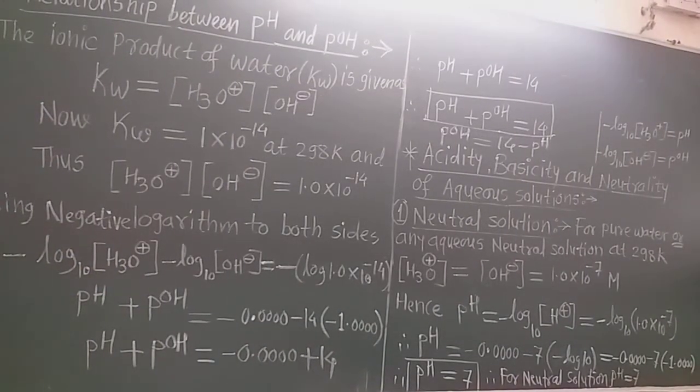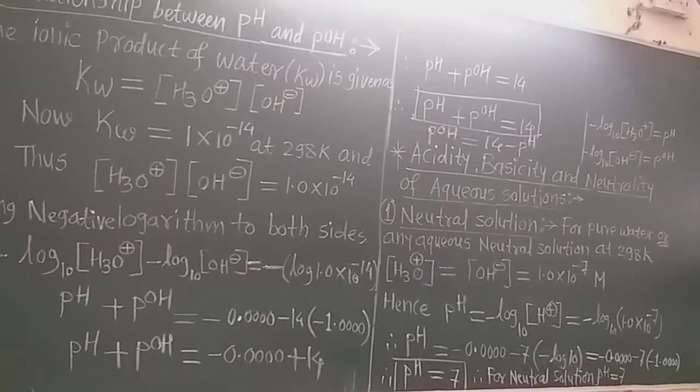How is it calculated? Let's learn again. Now in this way it is calculated. The pH is equal to minus 0.000 minus 7 into minus 1. Minus 7 into minus 1 becomes plus 7, and therefore the pH of the neutral solution is plus 7. Now let us see the pH of the acidic solution.